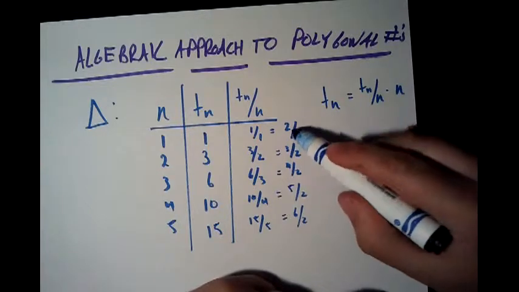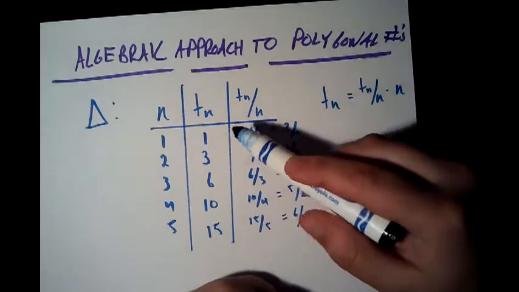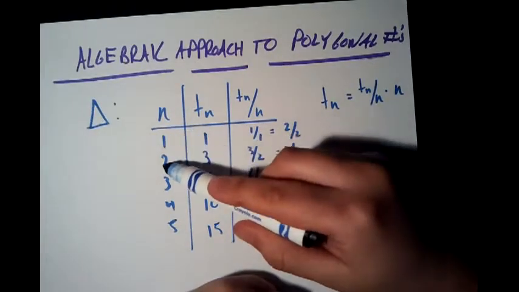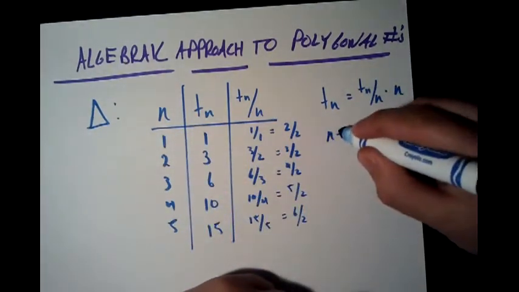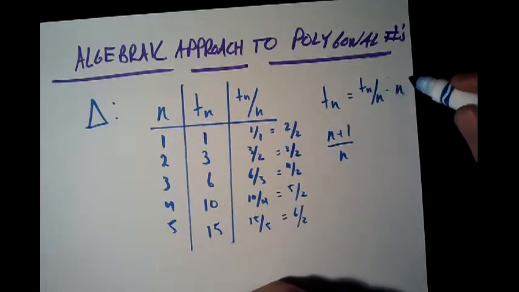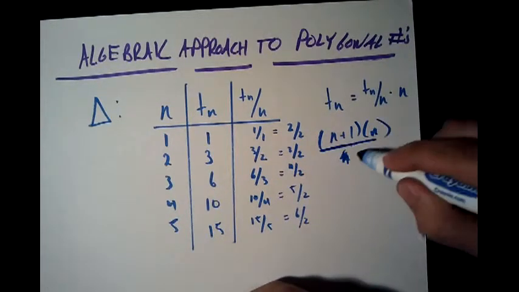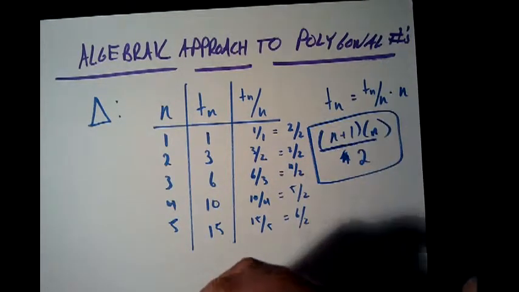Now term n over n is given by, the denominator is always 2, but the numerator looks like it's given by n plus 1, right? So it's going to be n plus 1 over 2, times n. N plus 1 times n all over 2. And that is the formula we found in the last video.